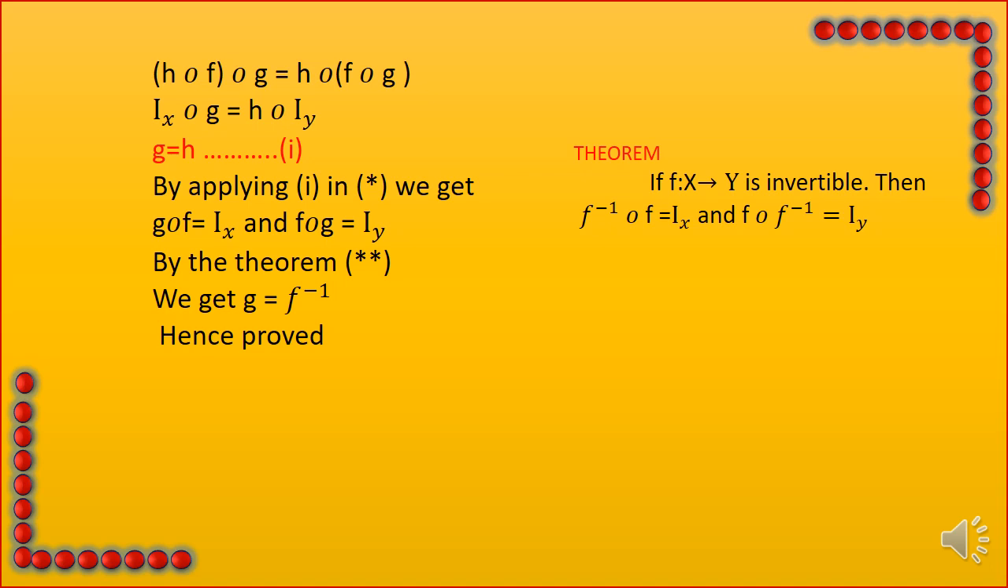If f is a function from X to Y and is invertible, then f inverse composition f is equal to I_X and f composition f inverse is equal to I_Y.